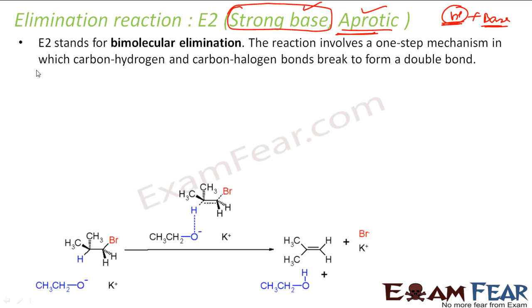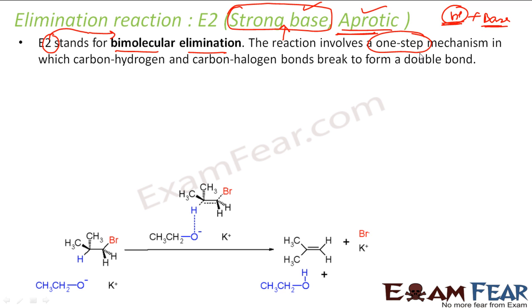E2 stands for bimolecular elimination. Please note, E2 means bimolecular elimination. That means the rate of reaction depends not only on the substrate but also on the reagent, here that is the strong base. So the rate of reaction depends on the strong base and also on the substrate. Correct? So this is one step, similar to SN2, it is one step.